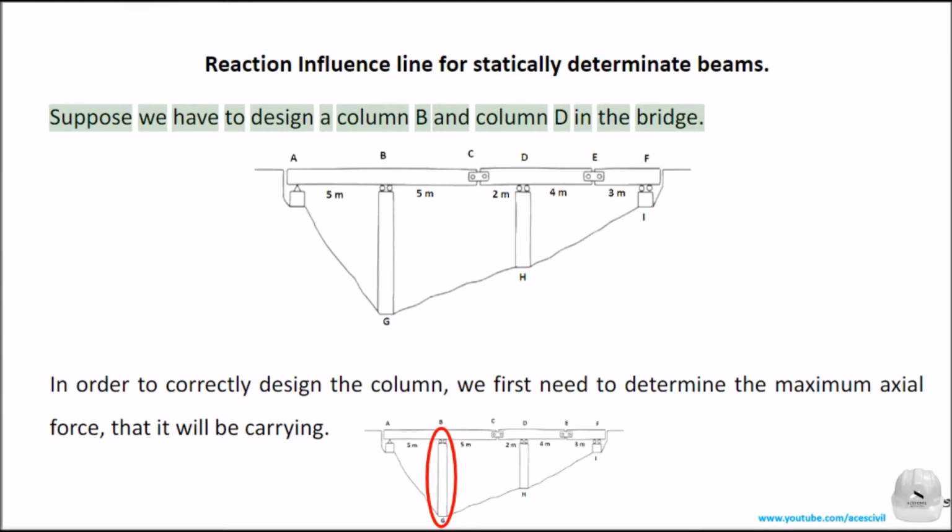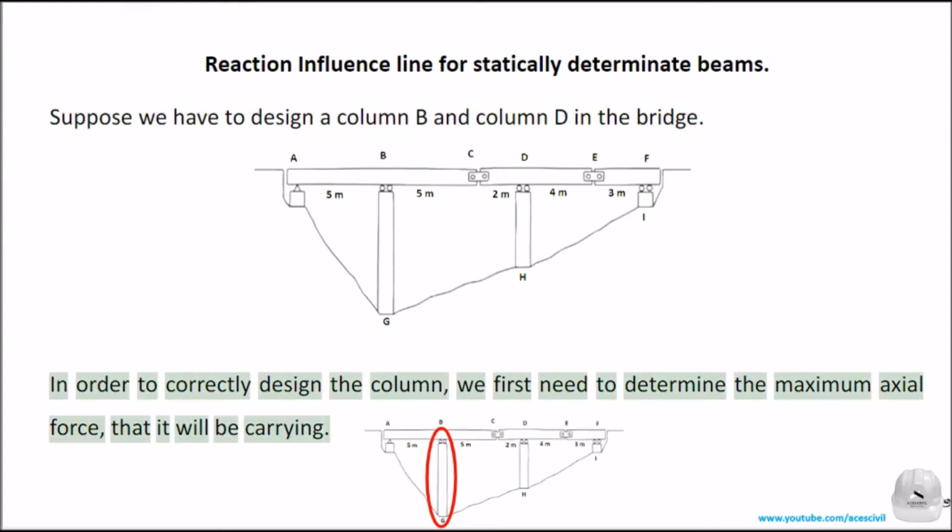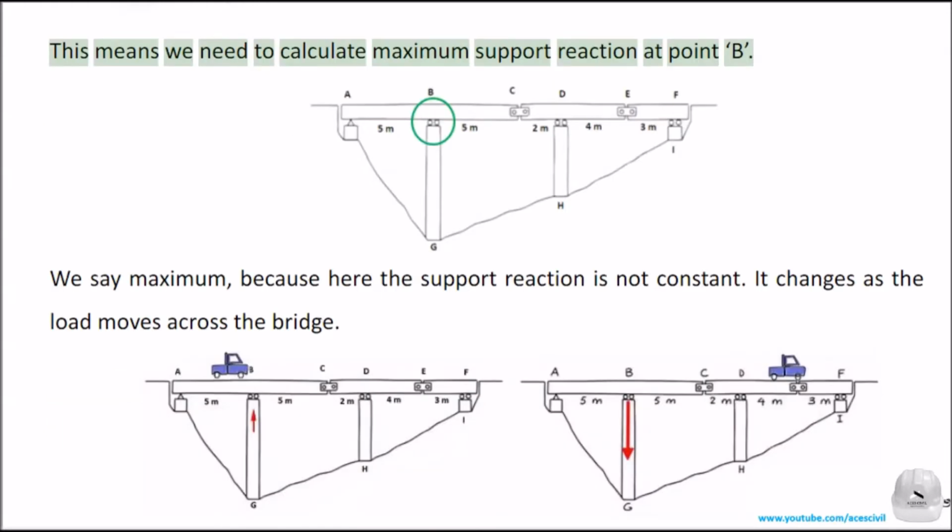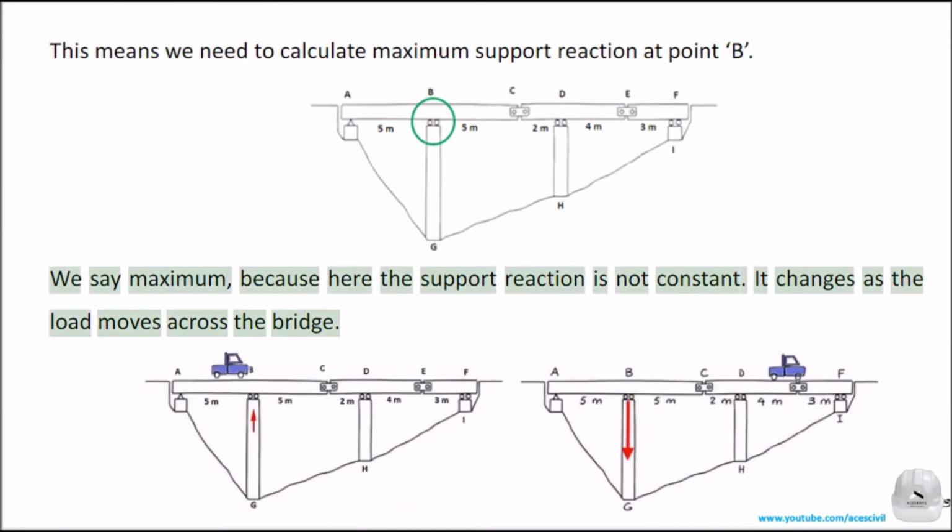Suppose we have to design a column B in a bridge. In order to correctly design the column, we first need to determine the maximum axial force that it will be carrying. This means we need to calculate the maximum support reaction at point B. We say maximum because here the support reaction is not constant. It changes as the load moves across the bridge.